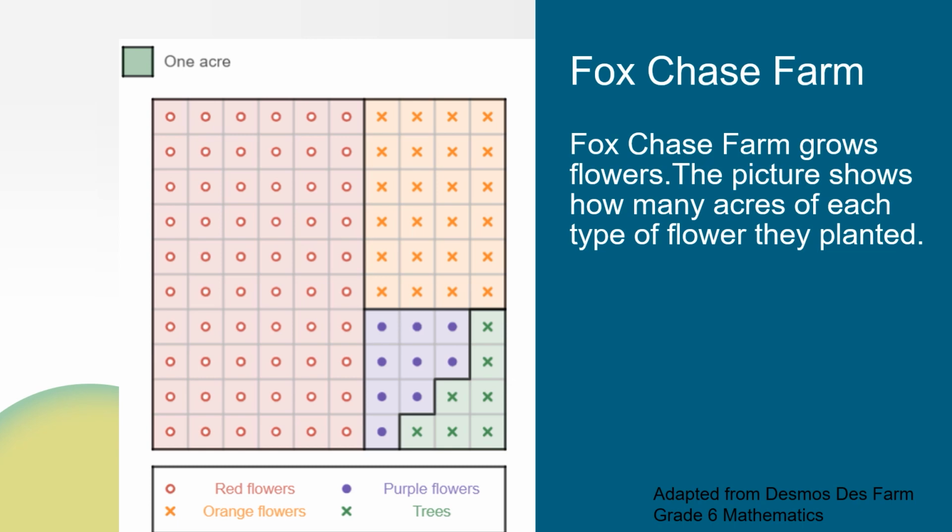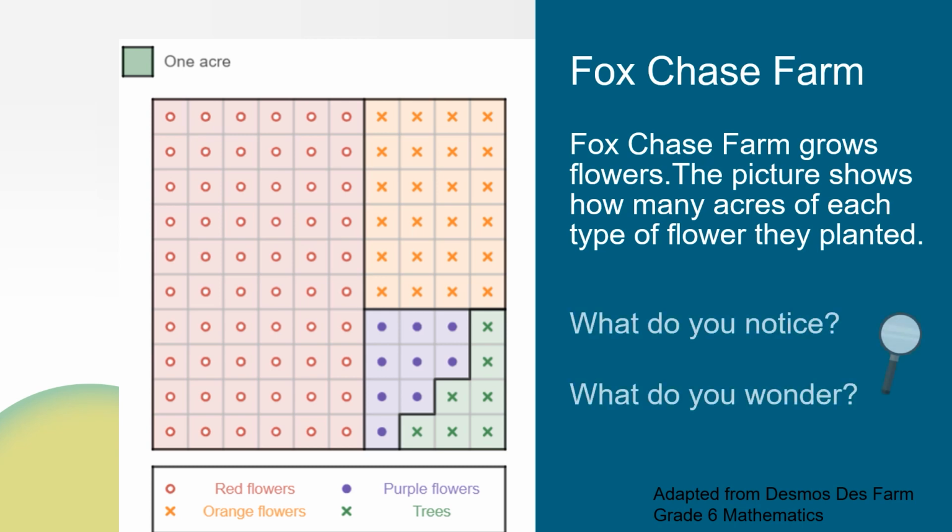Let's read about Fox Chase Farm. Fox Chase Farm grows flowers. The picture shows how many acres of each type of flower they planted. What do you notice? What do you wonder?